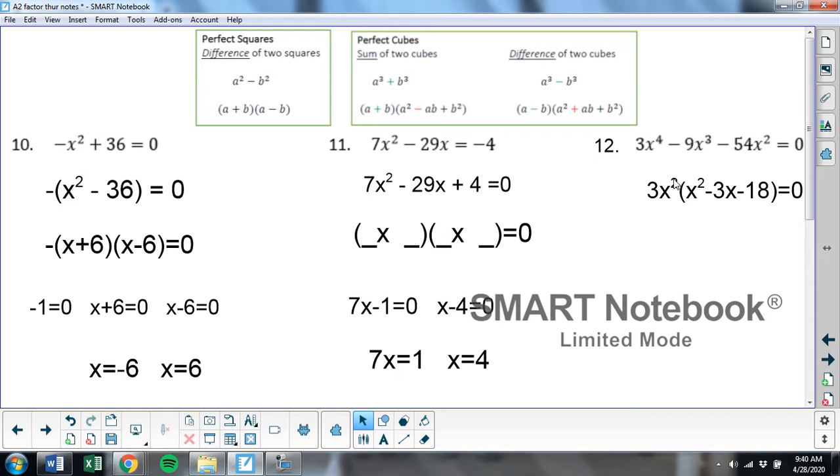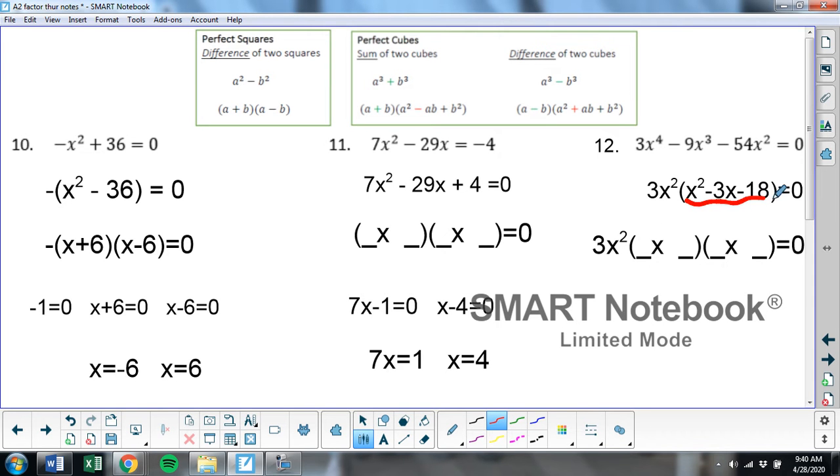Now, what's left is multiplied to be 0. So we could set each piece equal to 0, but it's going to be hard to set this quantity here equal to 0. So let's see if we can factor further into simpler factors. So the 3x squared is going to tag along, and we're going to factor what's left here further. So what multiplies to x squared is 1x and 1x.